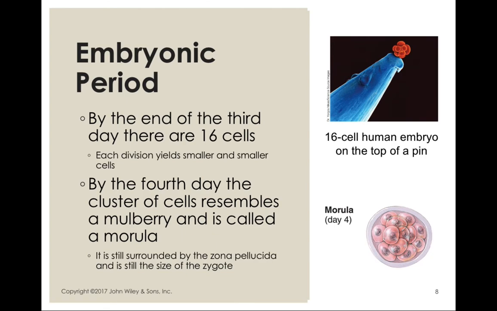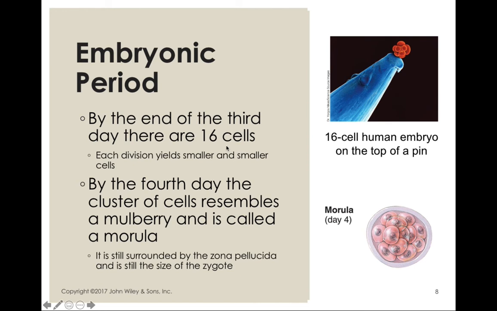We're going to have subsequent cell divisions into the 8-cell stage and eventually into the 16-cell stage right around the 3rd day. Still, even at this stage, the zona pellucida has not gotten any larger, and this 16-cell stage zygote is going to still be the same size as the 1-cell stage zygote.